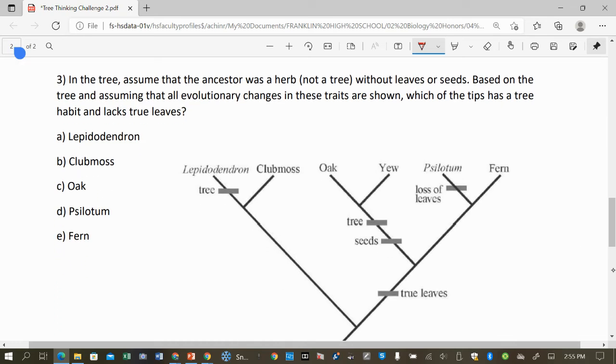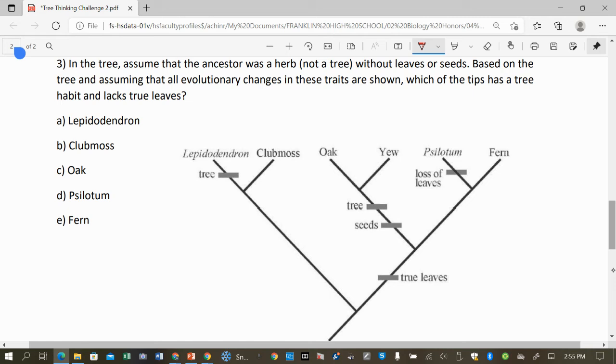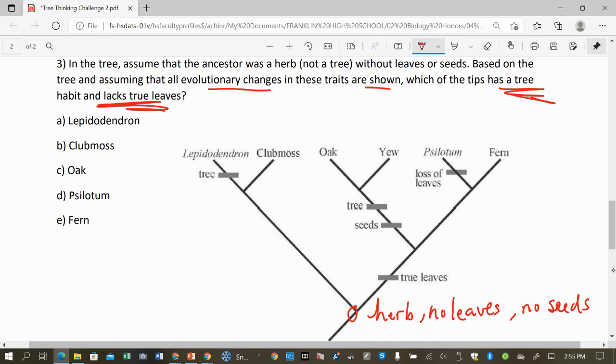Okay, last one, I think. So assume in this tree that the ancestor was an herb. So not woody, without leaves. So no leaves. And it says without leaves are seeds, so that means no seeds. Okay, based on the tree and assuming that all evolutionary changes in these traits are shown, which of the tips has a tree habit and lacks true leaves? So we're looking for someone that has a tree habit and does not have leaves.